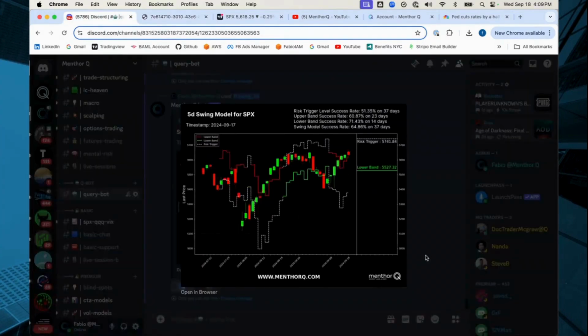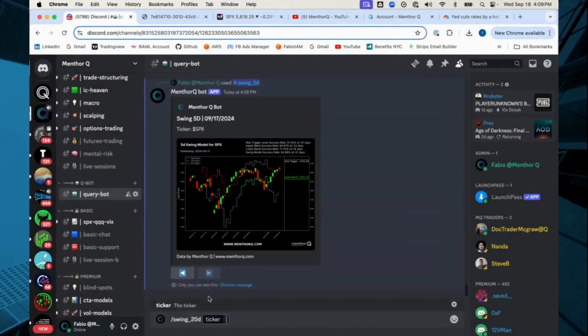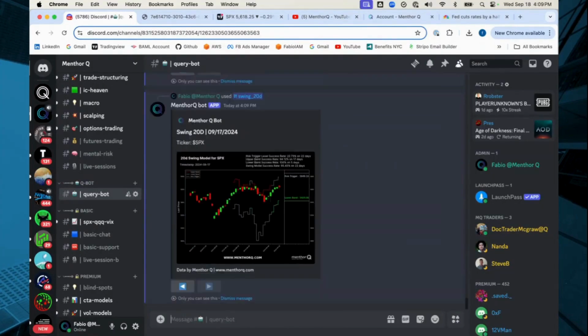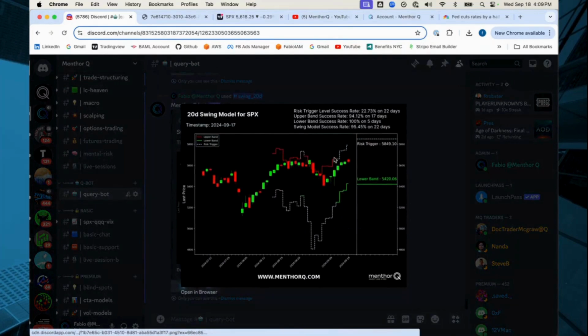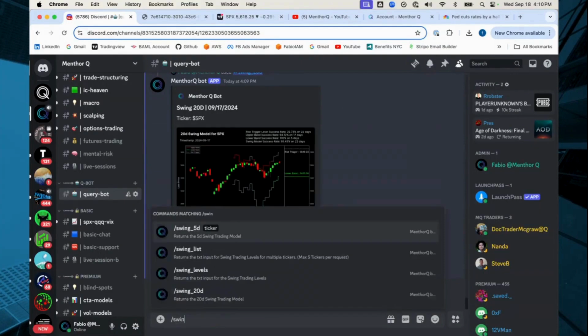We can do the same for our 20 days. So if we look at our swing model, 20 days, now we have a lower band success rate of 95% on 22 days, and we see the levels right here. And our upper band at 94% on 17 days. So again, these are the results based on how the price has moved over the next 5 days and 20 days. But now you can also add the levels directly into TradingView.